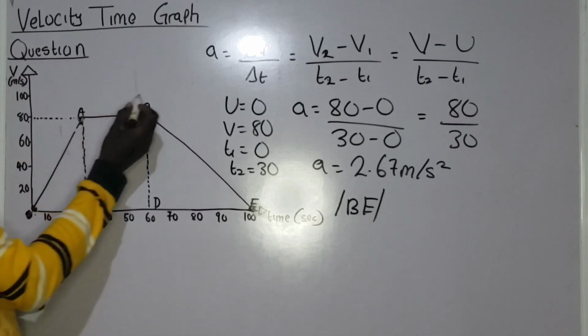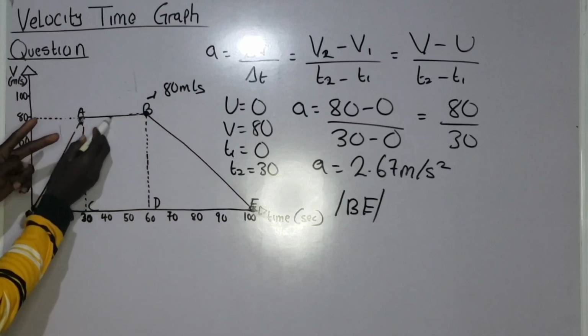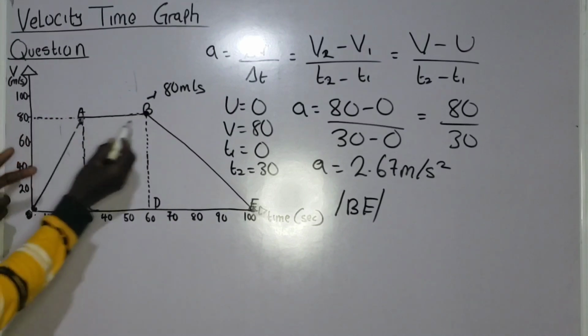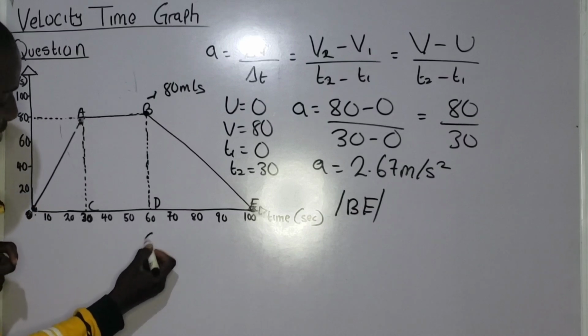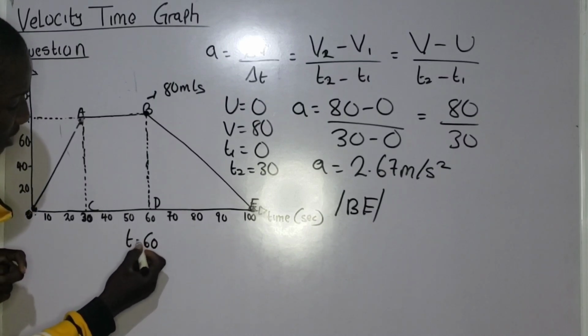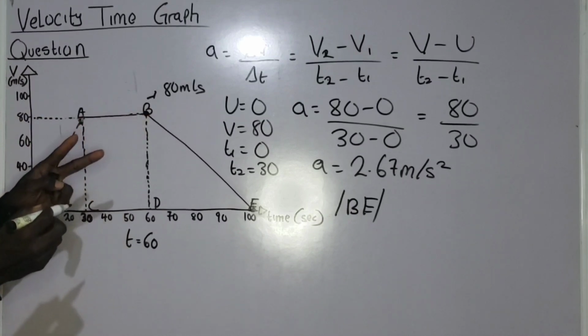Now, the velocity at this point is what? 80. The velocity at this point is 80 meter per second, because if you trace it, we are going to get 80. Now, the time at this point is what? 60. t equals to 60. Now, this velocity is u. You understand? Please pay attention.